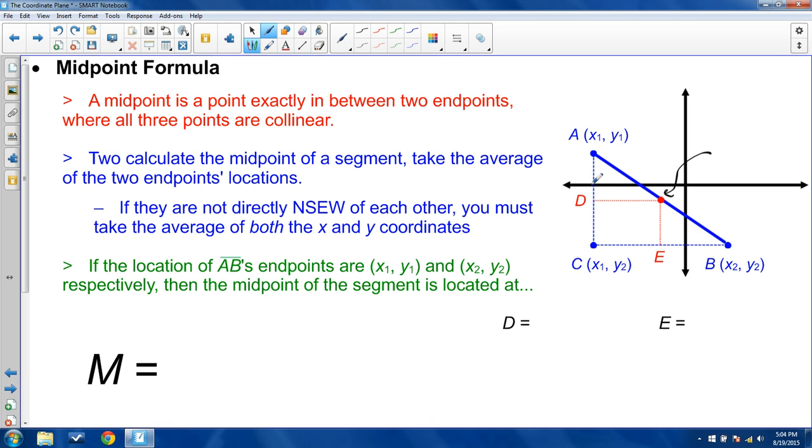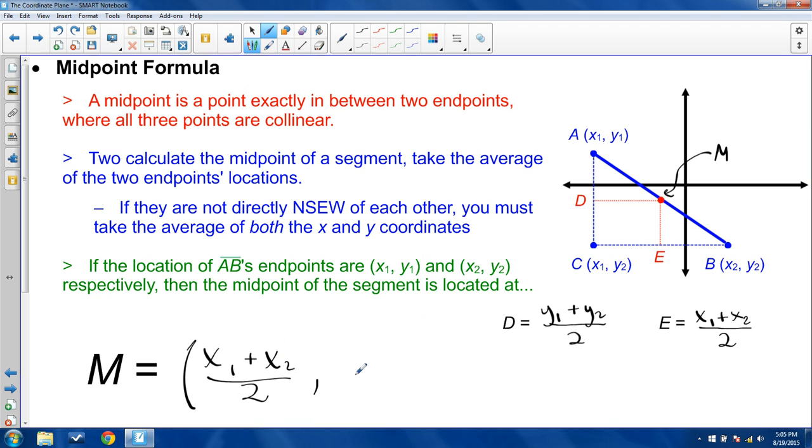So to take the average of them, like D here, you would have to find the average of your heights. Okay, and to take the average of anything, you must add your values up and then divide by how many values there are. And same with my E point right here, that coordinate location would be taking these averages as well. Add up your x values and then divide by how many there are, which there are 2. So your midpoint location, this M, midpoint location is at the x value, x1 plus x2 over 2, comma, at the y value, y1 plus y2 over 2.